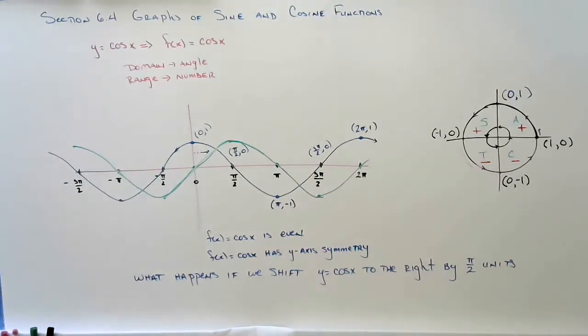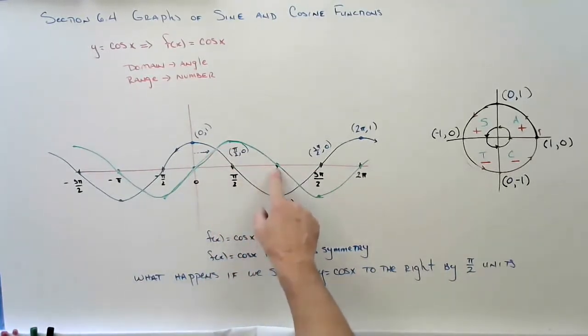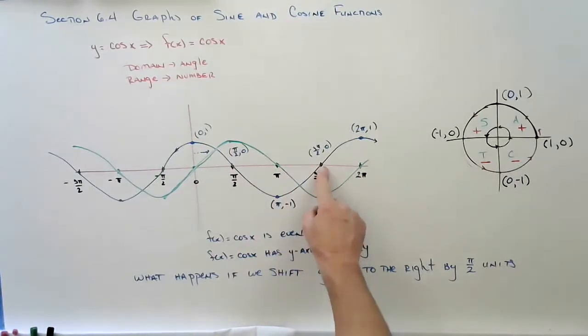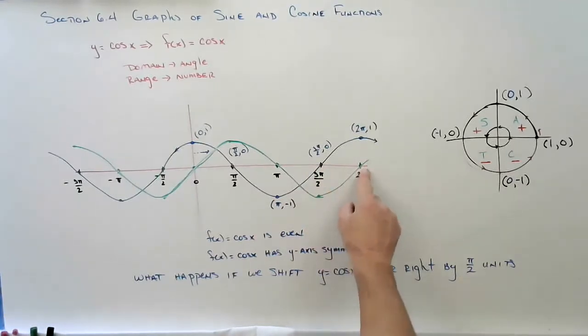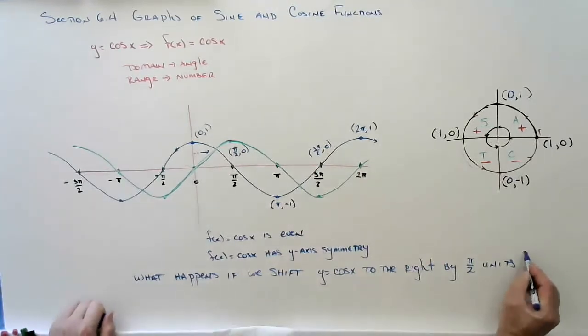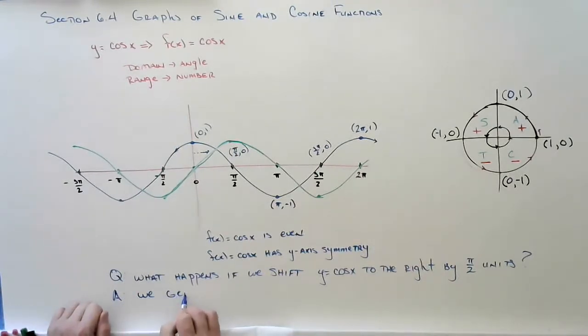Well, if we slide this blue graph to the right, pi over 2, where does it land? Well, this dot lands right there. This dot lands right there. That dot lands right there. If we shift y equals cosine to the right by pi over 2, right? That's our question. Our answer is we get y equals sine x.